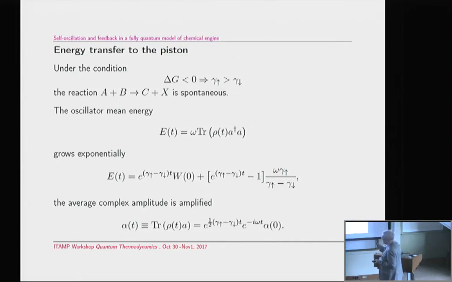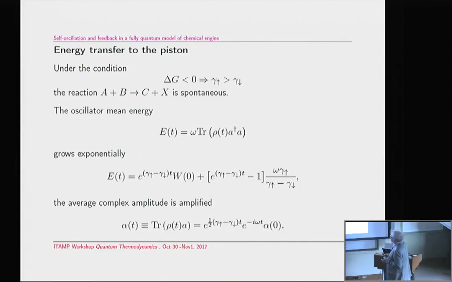And because this model is so simple, we can compute everything to the end, all interesting physical observables. For example, we can compute the energy of the oscillator, and in this case, it grows exponentially. Also, the complex amplitude is amplified. So this is exactly what we expect from the model of a laser, at least under the condition that we do not reach some saturation regime, at least for the short time behavior of such a lasing system.